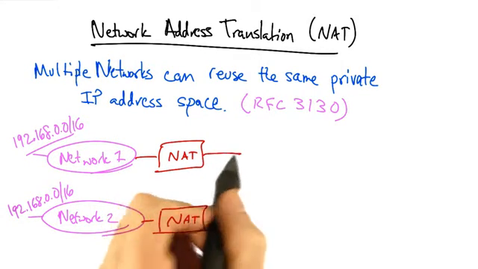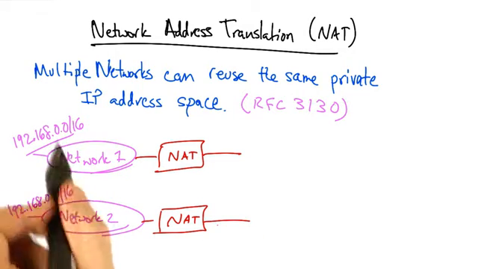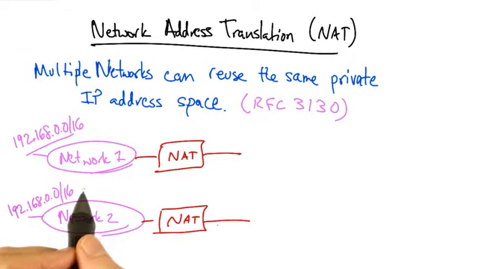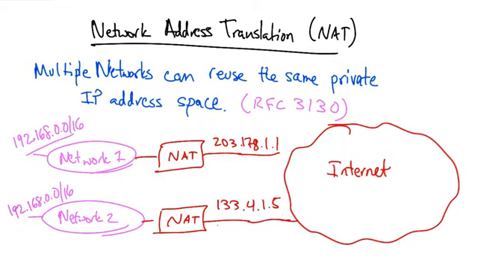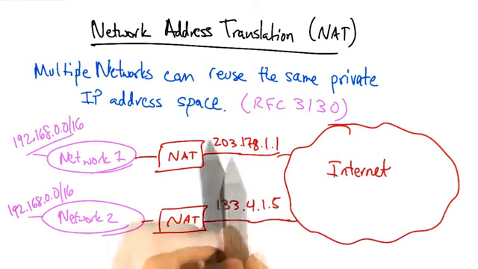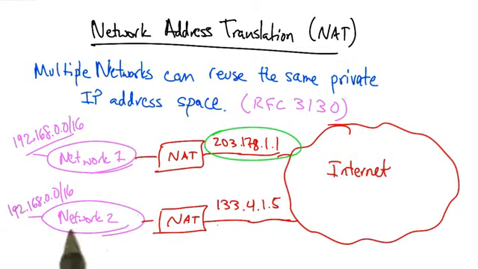What a NAT, or a network address translator, does is take the private IP addresses that are behind the NAT and translate those IP addresses to a single globally visible IP address. Now, to the rest of the internet, network 1 appears to be reachable by a single IP address, 203.178.1.1, and network 2 is reachable via a single distinct global IP address, 133.4.1.5.